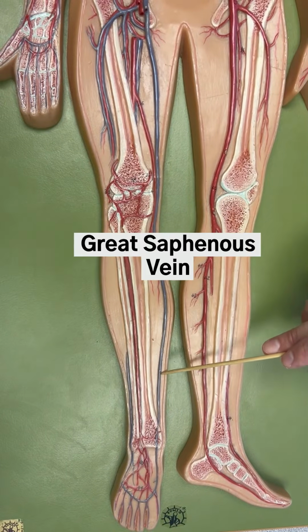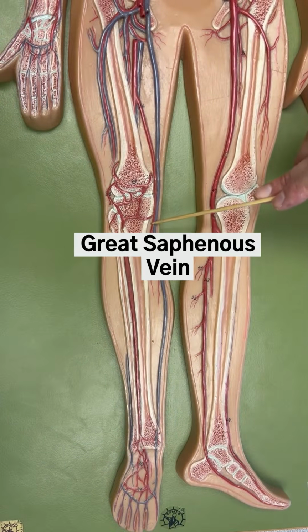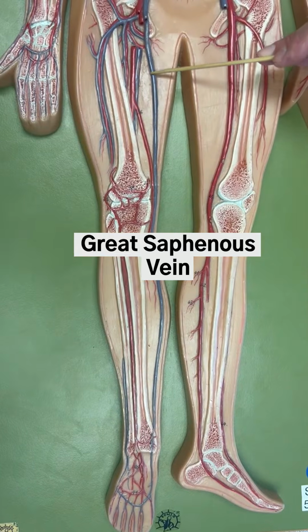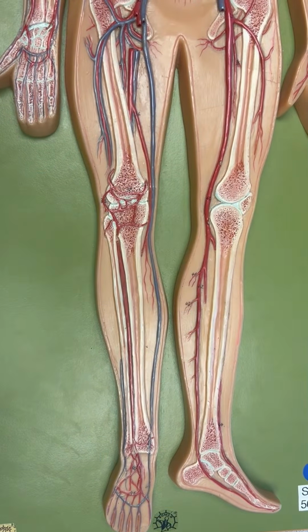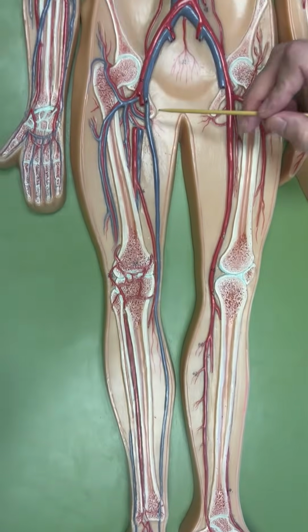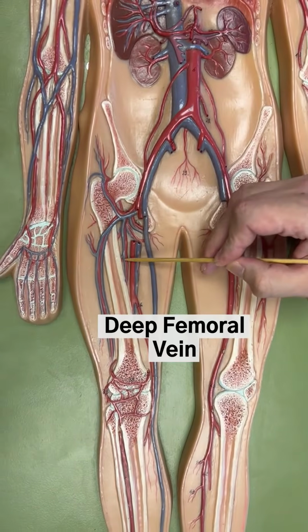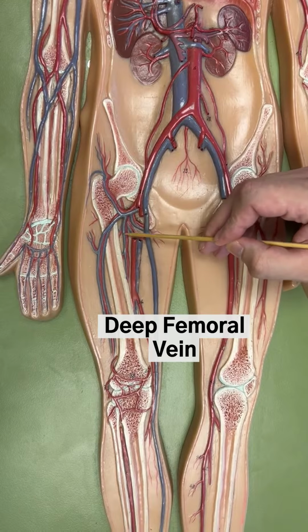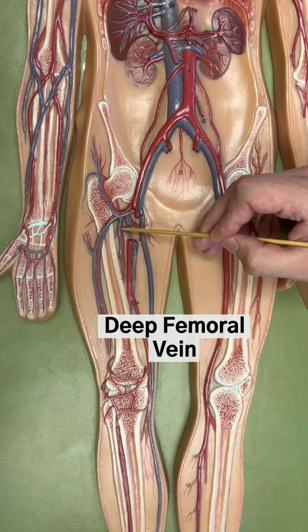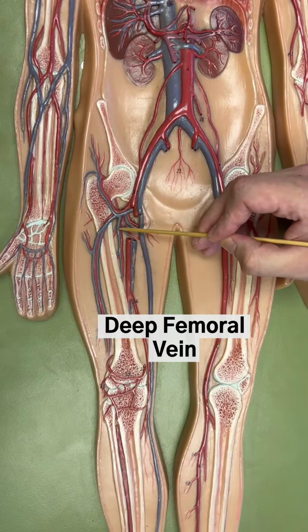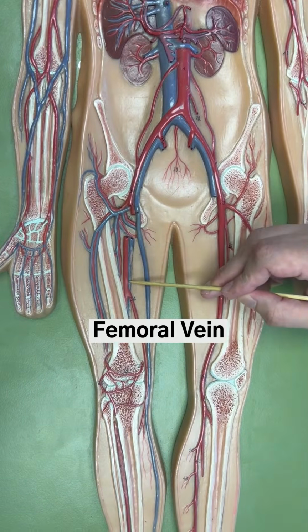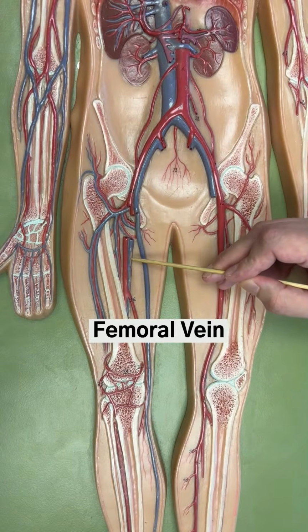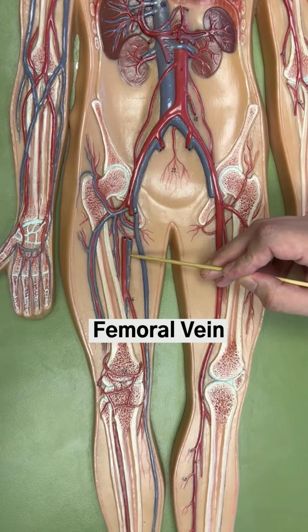Next, this entire vessel is the great saphenous vein. The great saphenous vein. Here we have now the deep femoral vein. The deep femoral vein. And this vessel is the femoral vein. Femoral vein.